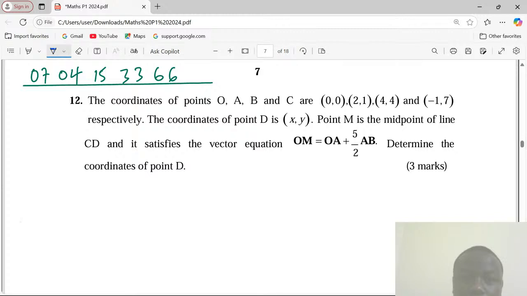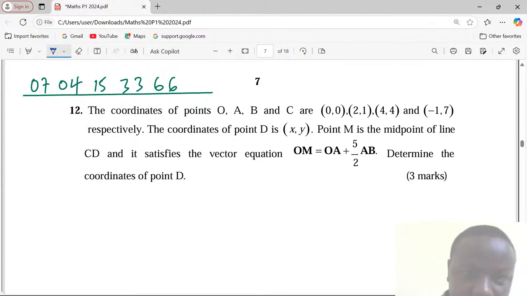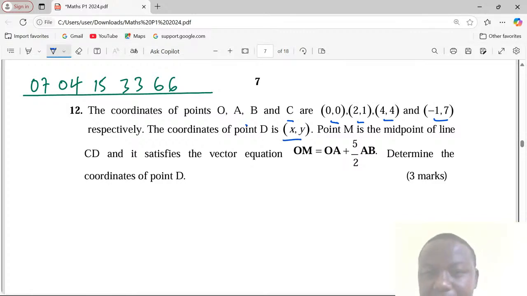So today we can look at the last question here, which is number 12. We are being told that the coordinates of points O, A, B, and C are 0, 0, 2, 1, 4, 4, and negative 1, 7, respectively. The coordinates of a point D, which is x, y, then point M is the midpoint of the line CD, and it satisfies the vector equation OM equals vector OA plus 5 over 2 vector AB.